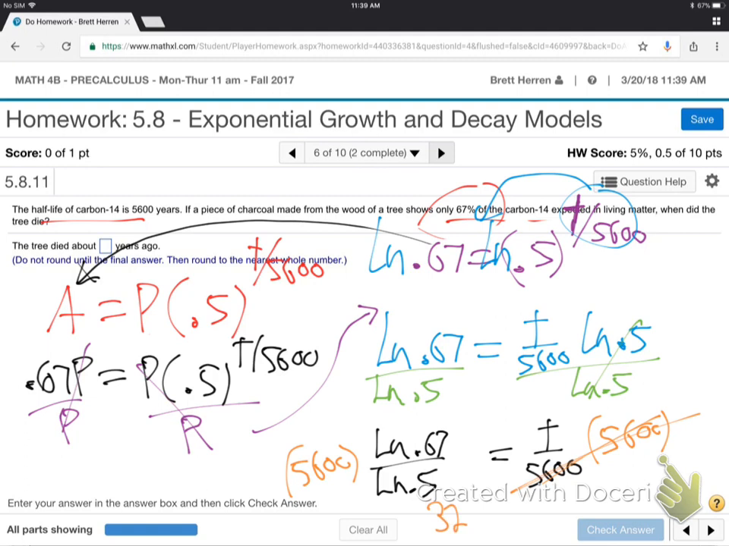3235. It's 0.4. They tell you to round to the nearest whole number, so there we go. 3235. Y'all able to get that? Do you understand what that means? That's how they do carbon dating, what we just did right there.